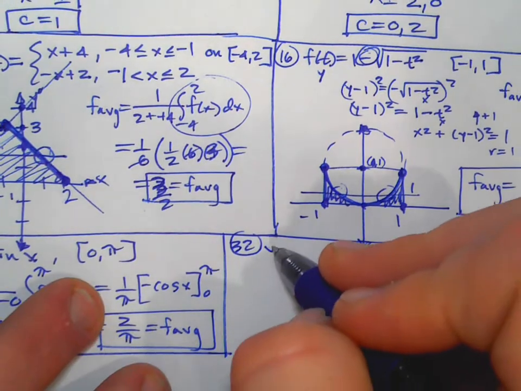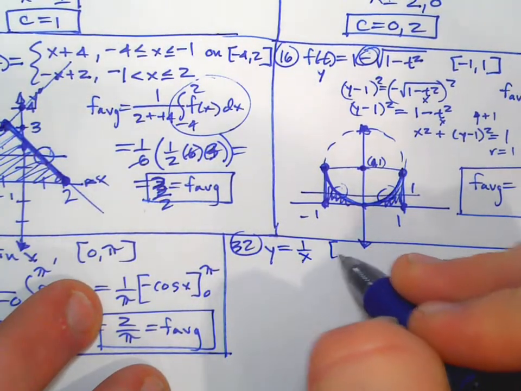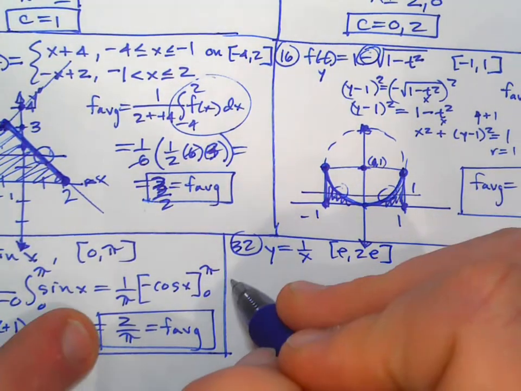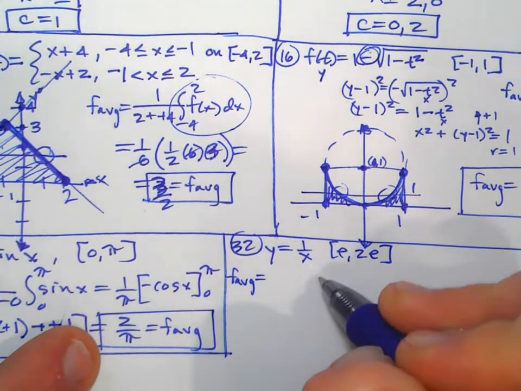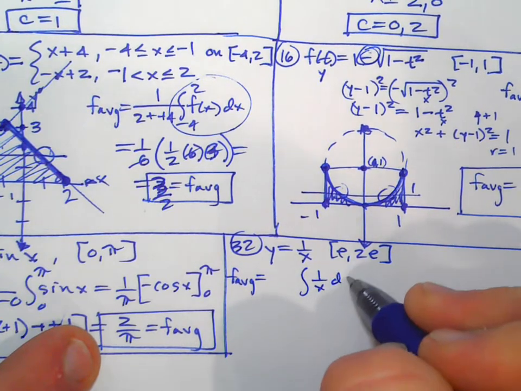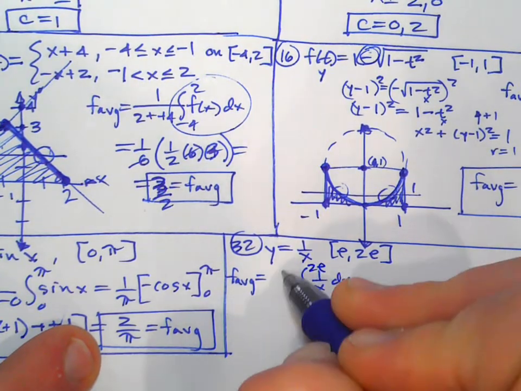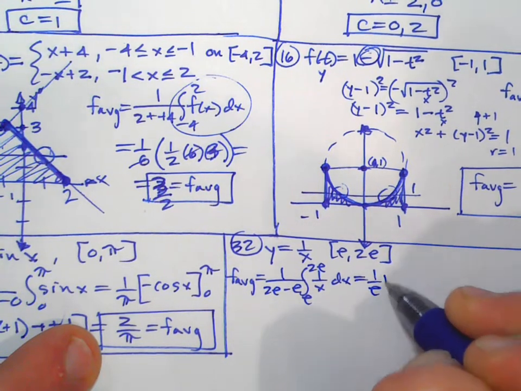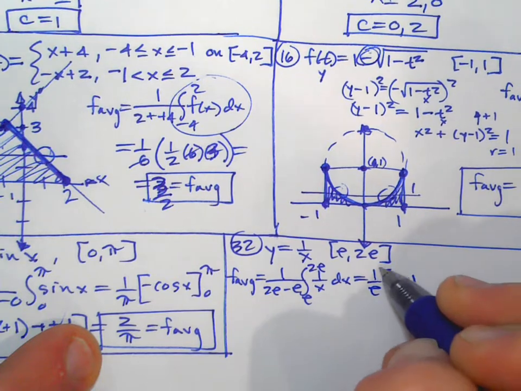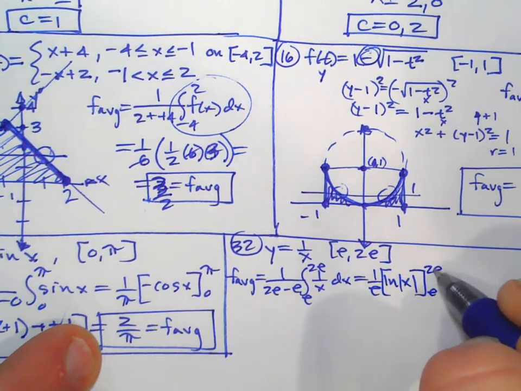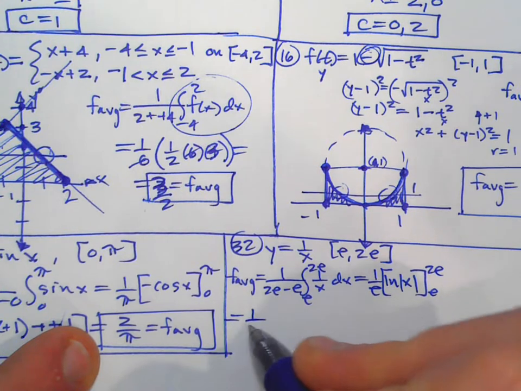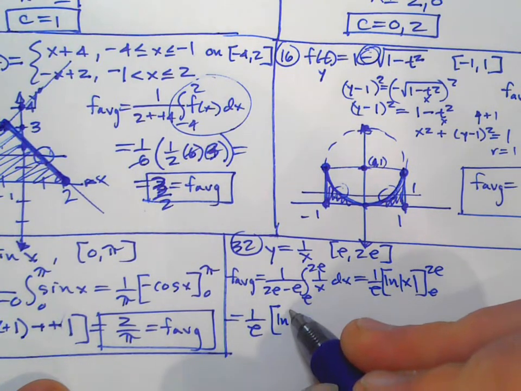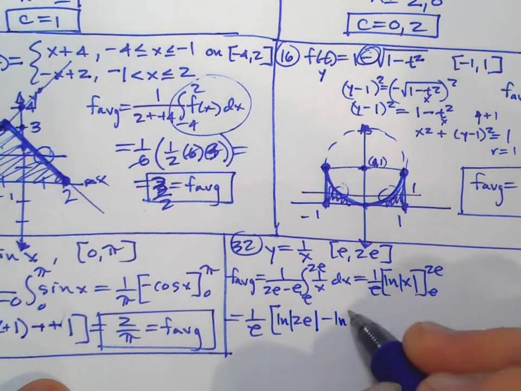32 was y equals 1 over x from e to 2e. So the average value is the integral of the function from e to 2e divided by the base, 2e minus e, which is going to be 1 over e, natural log of the absolute value of x, from e to 2e. So it's going to be 1 over e, natural log of 2e minus natural log of e.